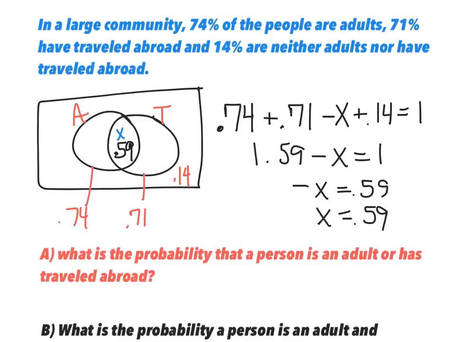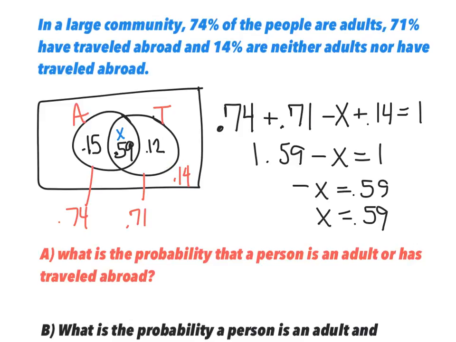Now you can easily get the other pieces. I can simply do 0.71 minus 0.59 to get me a 0.12. And I can do 0.74 minus 0.59 to get me a 0.15 here. And how can you double check yourself? Well, remember, this number plus this number plus this number plus this number all have to total 1.